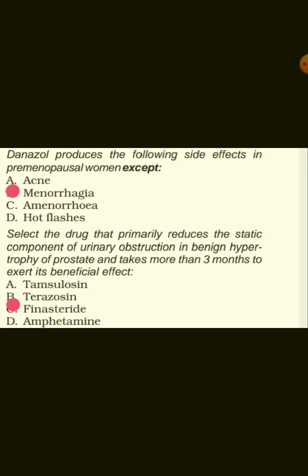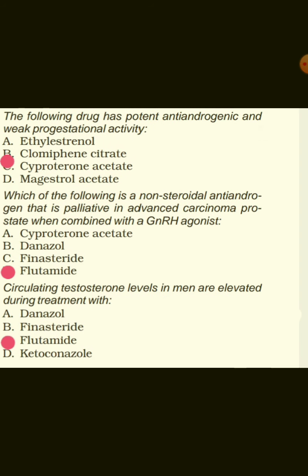Select the drug that primarily reduces the static component of urinary obstruction in benign hypertrophy of prostate and takes more than 3 months to exert its beneficial effect, that is finasteride. The following drug has potent anti-androgenic and weak progestational activity, that is cyproterone acetate.